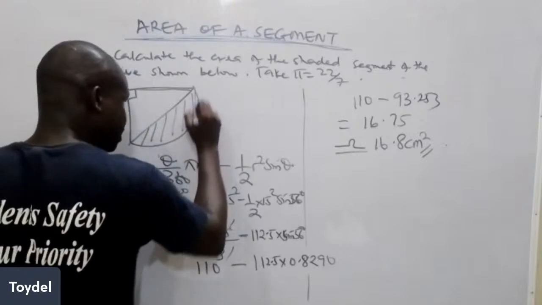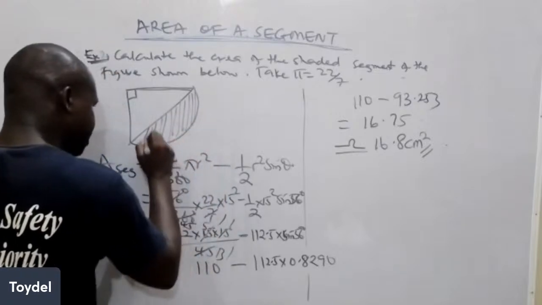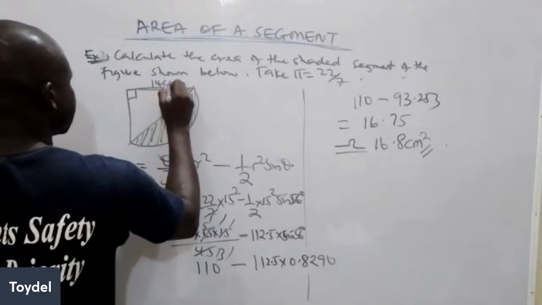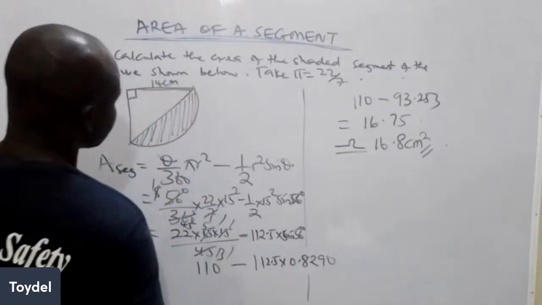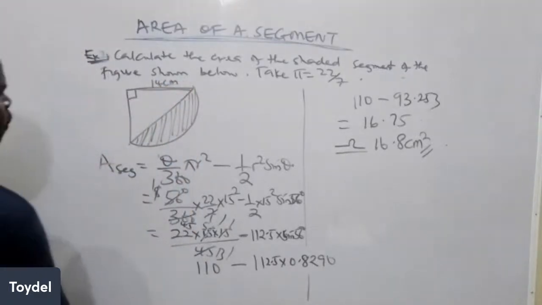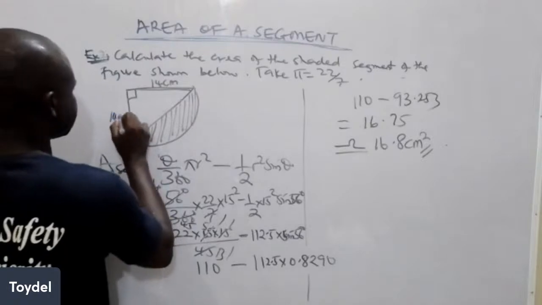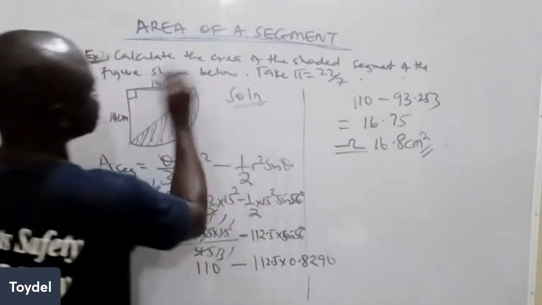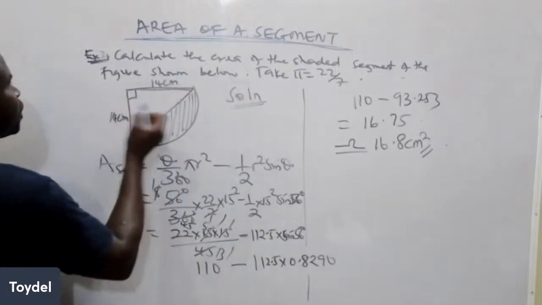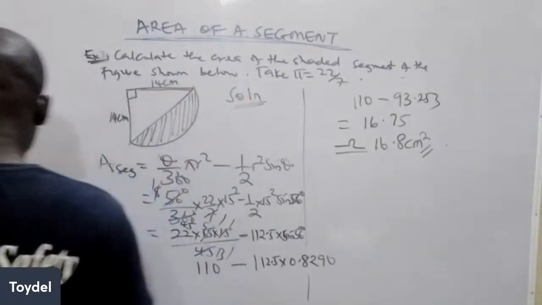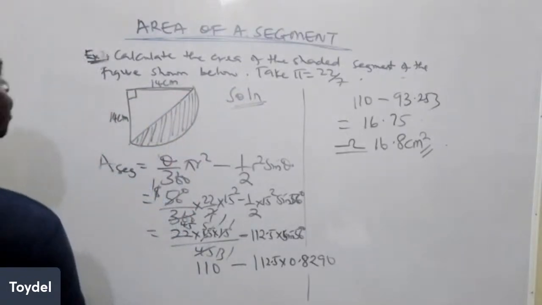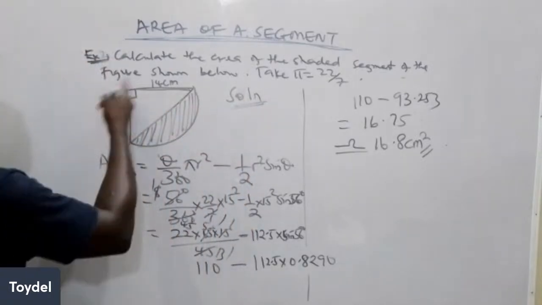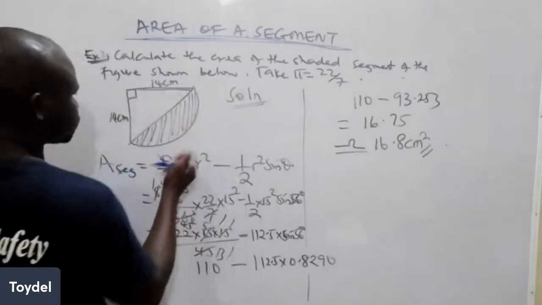Still a segment. But here, in this case, the radius is 14 centimeters. The angle is 90. So what do we do here? Of course, this is 14 centimeters. In this second question now, we have to find the shaded segment of the figure below. So it's the same thing. The question says we should find the area of the shaded portion or segment of the figure shown below.